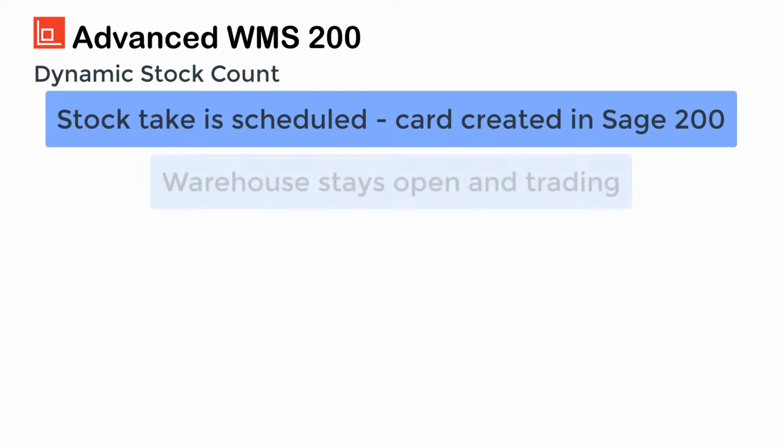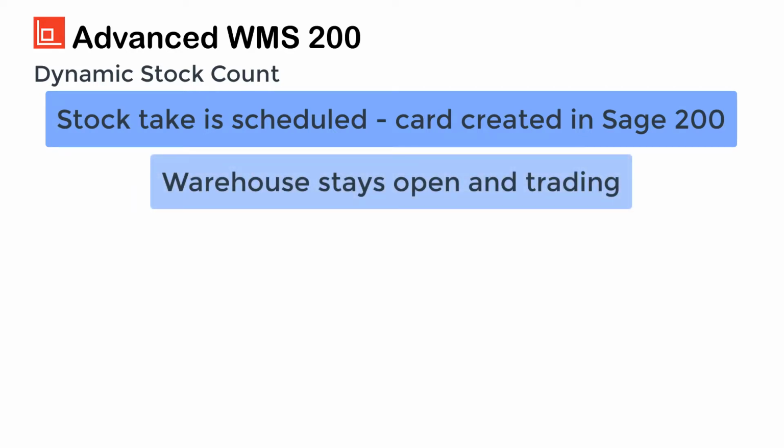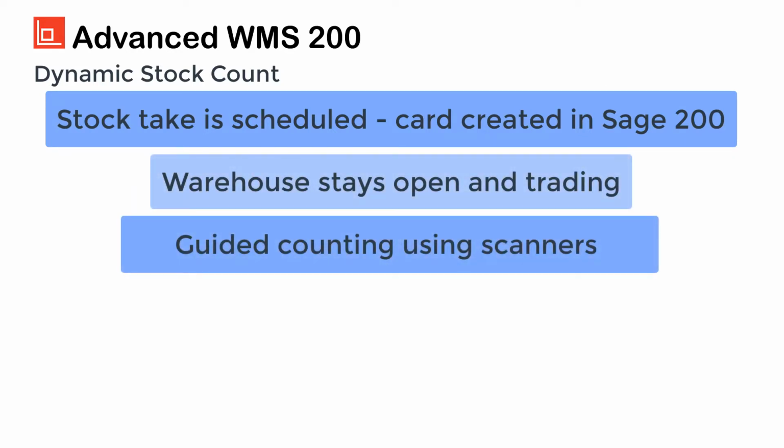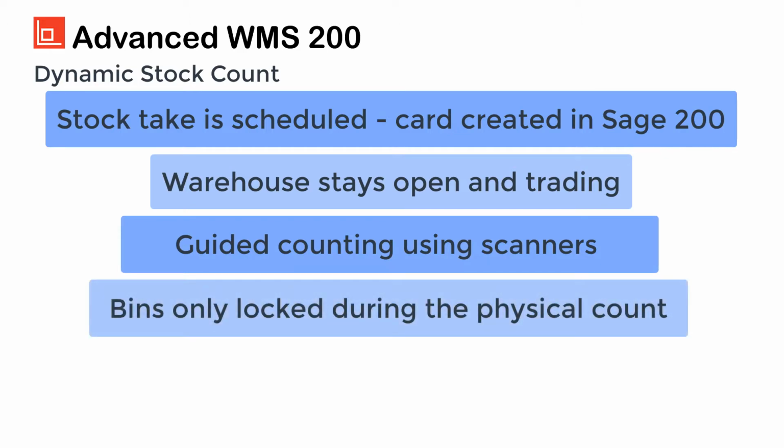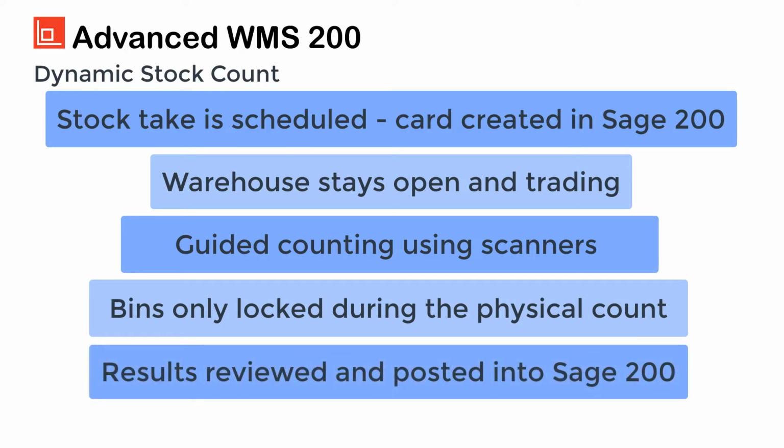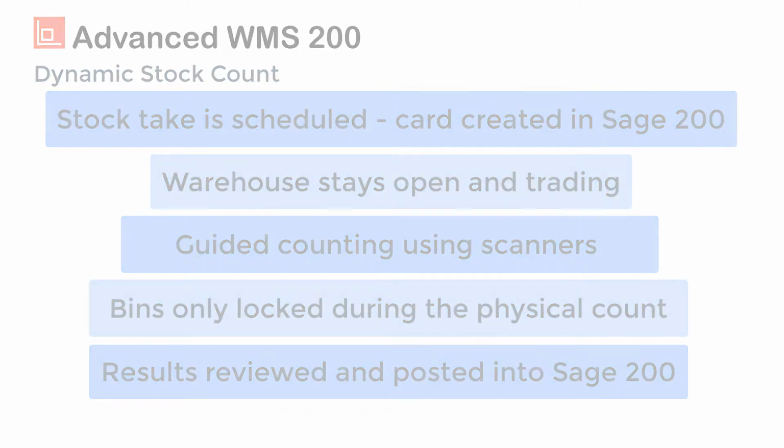In this scenario, we have looked at a dynamic stock take using Advanced WMS 200 within Sage 200. A warehouse operative has counted soap products with batch numbers within the warehouse at various bin locations. The completed stock take was then reviewed and posted to Sage using Advanced WMS 200.